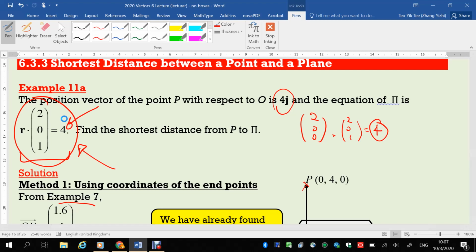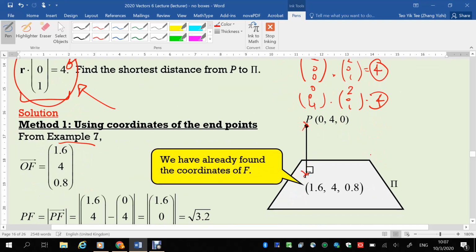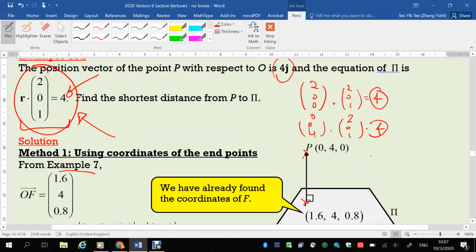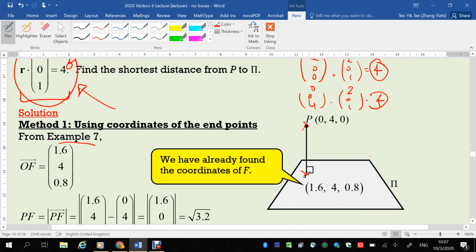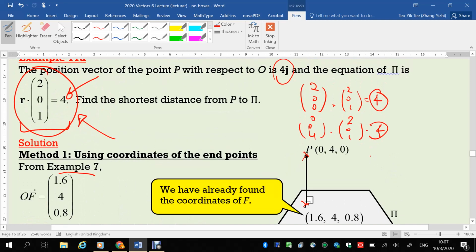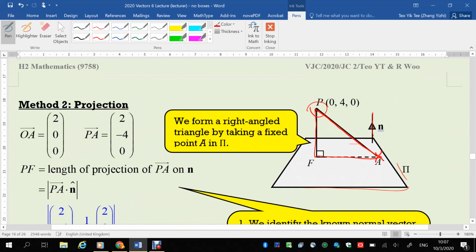If I don't like 2, 0, 0, can I use 0, 0, 4? 0, 0, 4 will give me 4. So 0, 0, 4 is also a point on the plane. So your job here is to find a point on the plane, and a point that will be easier for calculation will be a point with as many zeros as possible. So for lecture purposes, I'm going to let point A be 2, 0, 0. So if I have point A 2, 0, 0, I can find vector PA using OA minus OP.